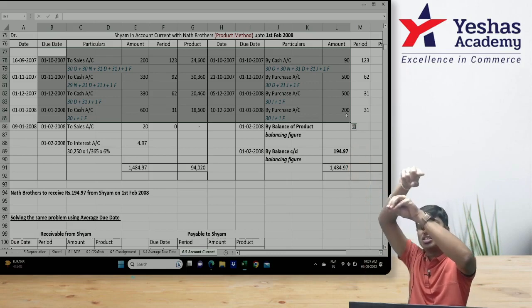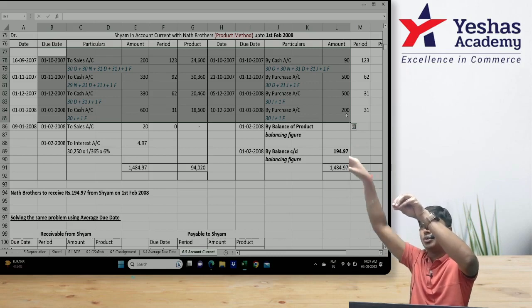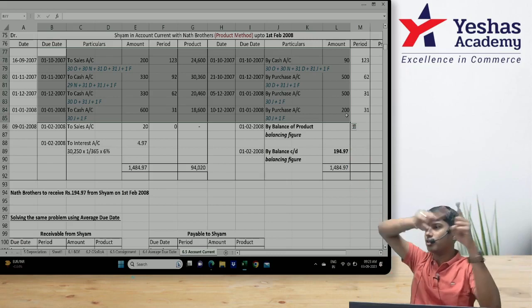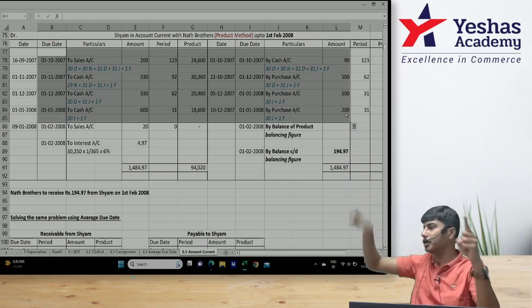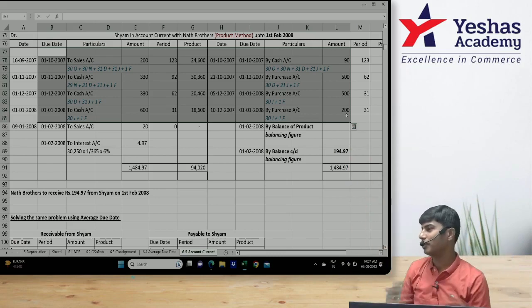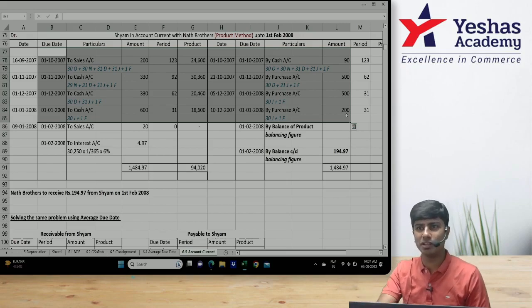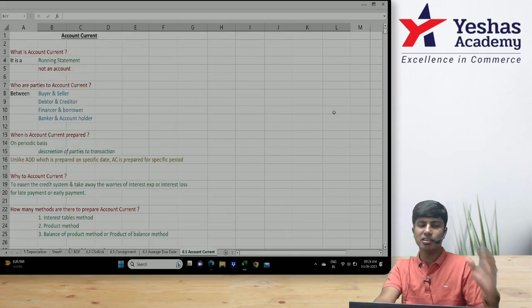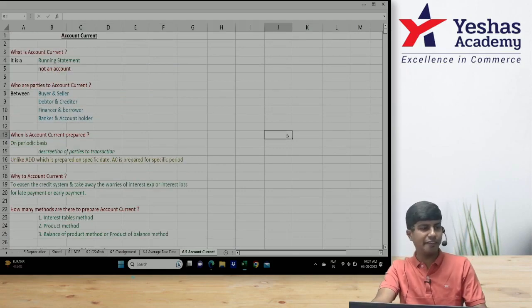Here, what do we do? The average date and the interest steps are skipped. Straight away from each date to year end, or the date on which the account current is prepared, compute interest. Add them up. Do you get it? Which is simpler? Which is more practically viable? Very good. Shall we start writing?